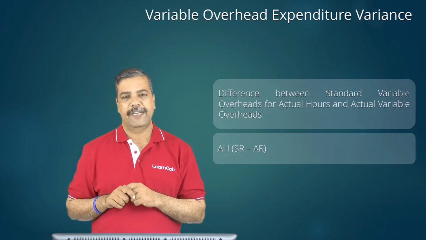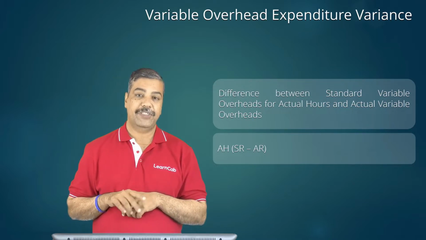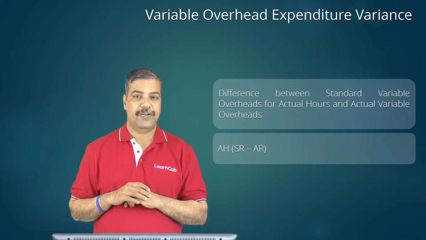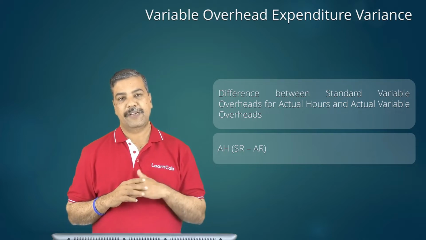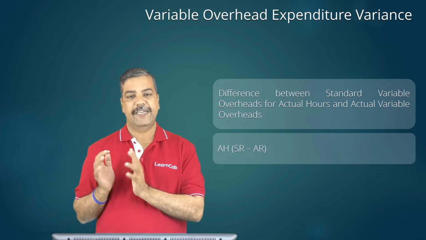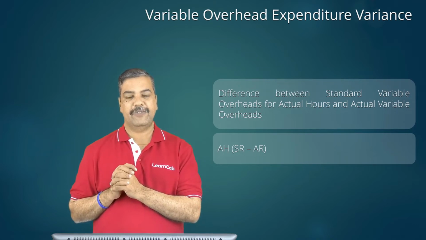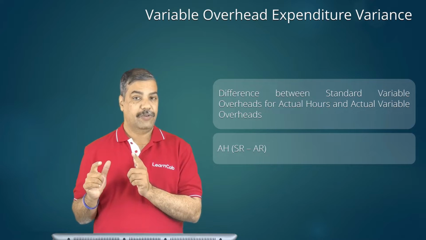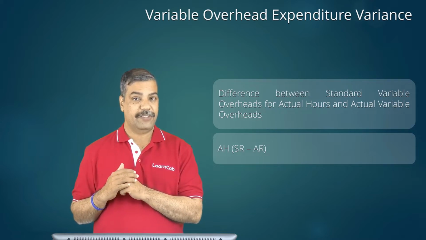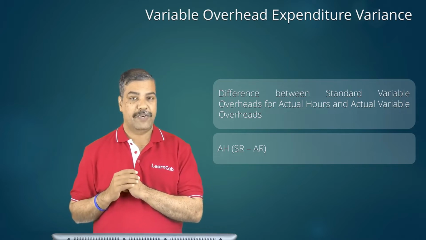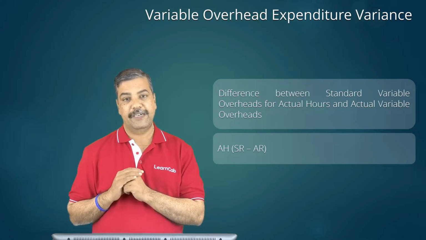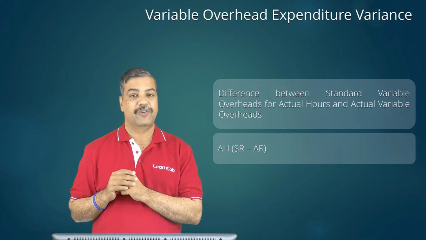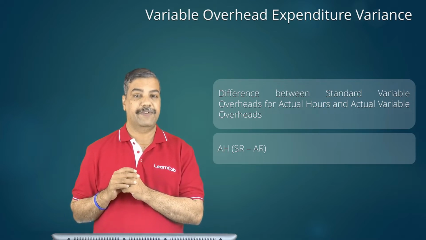So, multiplied by your actual hours. This is important again: actual hours will come outside, and your standard rate and your actual rate will come in the brackets. So, this is only for overheads. You need to be very careful, do not take the hours of labor here, it is hours for overheads. So, what is the total hours which you have incurred for that particular overhead? So, hourly rate differs here.